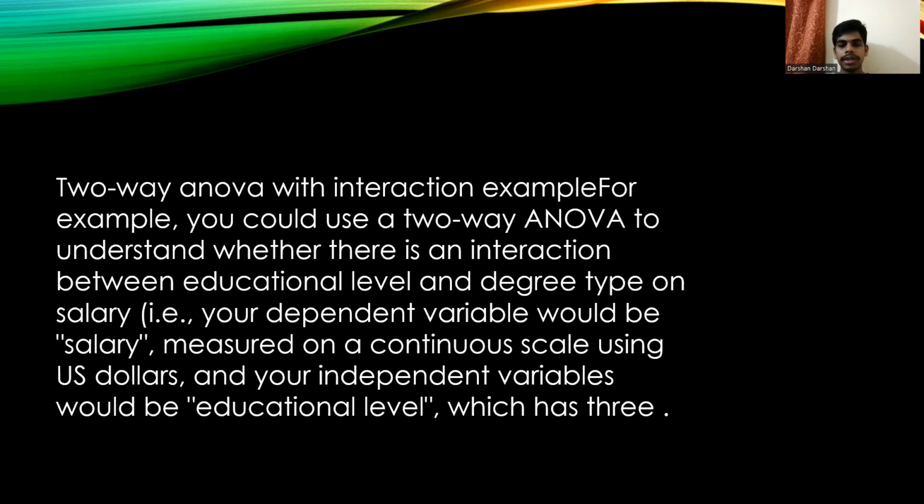Two-way ANOVA with interaction example: you could use a two-way ANOVA to understand whether there is an interaction between educational level and degree type on salary. That is, your dependent variable would be salary, measured on a continuous scale using US dollars, and your independent variables would be educational level, which has three levels.